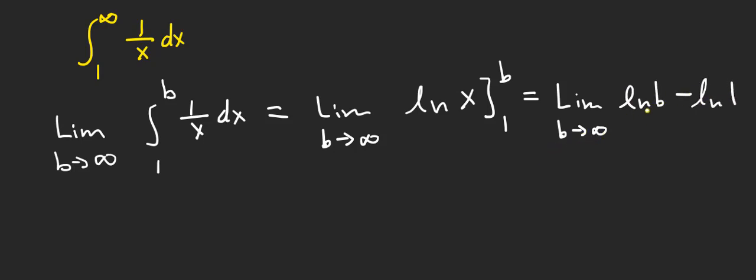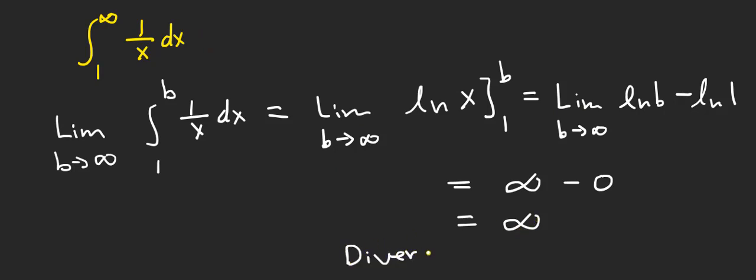So what happens as b goes to infinity? What is natural log of infinity? It's going to infinity. What is natural log of 1? That's 0. So it goes to infinity, which means this answer is not finite. So we say it diverges. This integral diverges because we do not have a finite answer. If we have a finite answer, we say it converges.